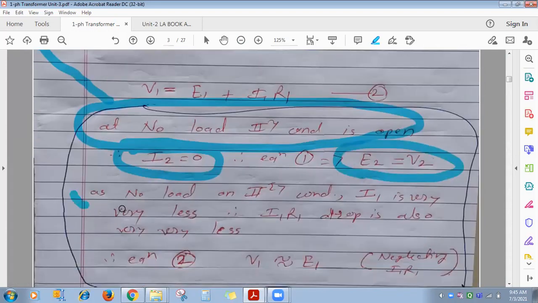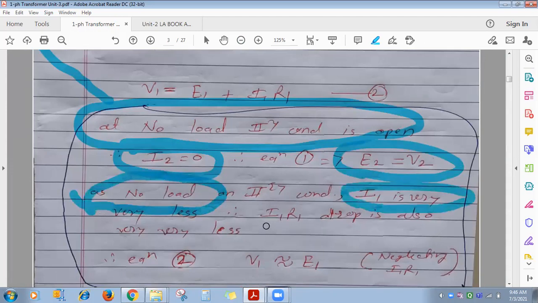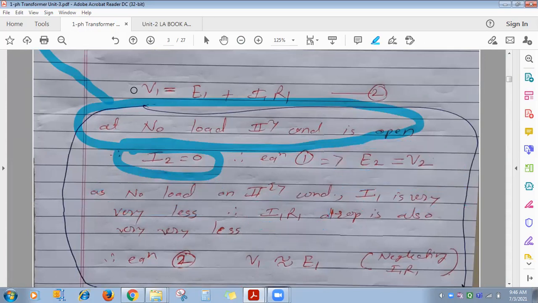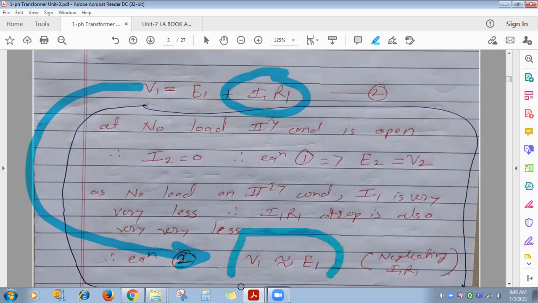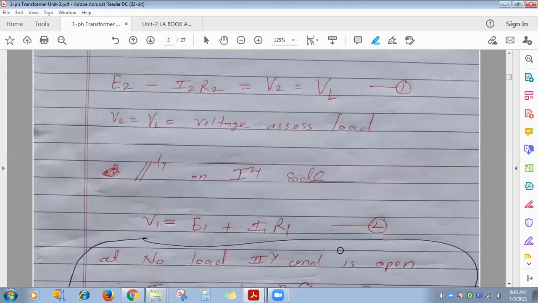And as no load is there, I1 is very, very less or minimum. So the I1 R1 drop also will be very less. So what will happen with this equation? You can neglect the I1 R1 drop at no load condition. And if I neglect the I1 R1 drop at no load condition, what equation will I get between V1 and E1? Both are approximately equal. Clear? Okay.